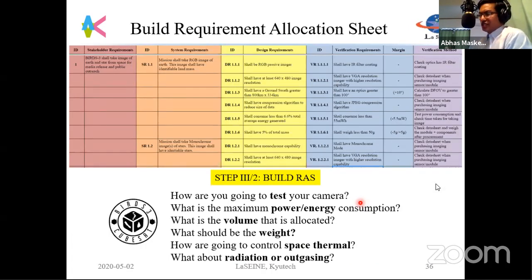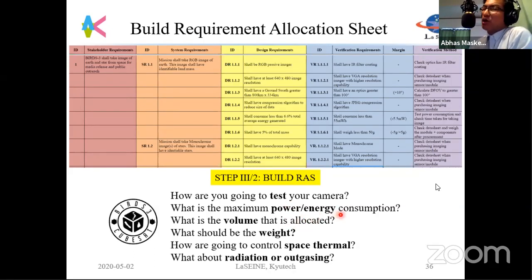I think this is what a lot of CubeSat teams miss out on. We have to build a requirement allocation sheet. Obviously, a lot of CubeSats have requirements, but they don't put them in a requirement sheet. So it's very important to do this because other people can also see. So the question we are trying to ask here is, how are we going to test the camera? Now that we have selected a sensor and lens, how do we test it?